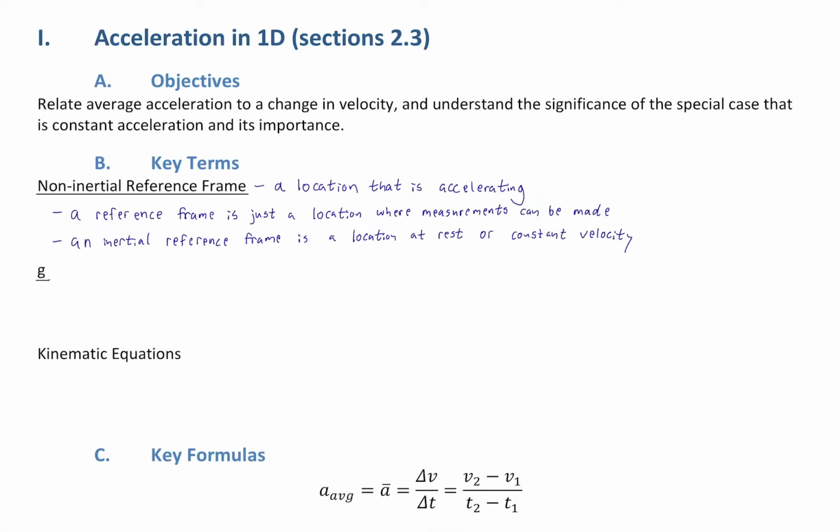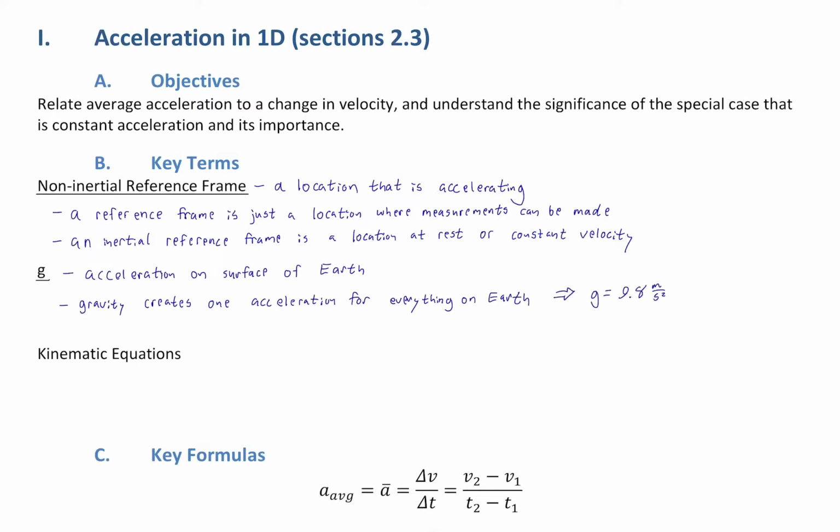That's the term, simply related to acceleration. You're not going to see it come up again for a while. What's g? Well, g is acceleration on the surface of Earth. Gravity creates one acceleration for everything on Earth. We all share the same g. That's why it's kind of special. And that value is 9.8 meters per second squared. These are the units of acceleration. More on that in just a moment.